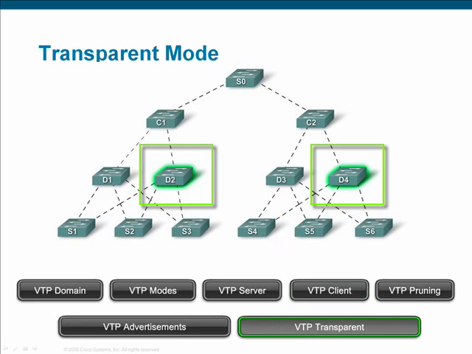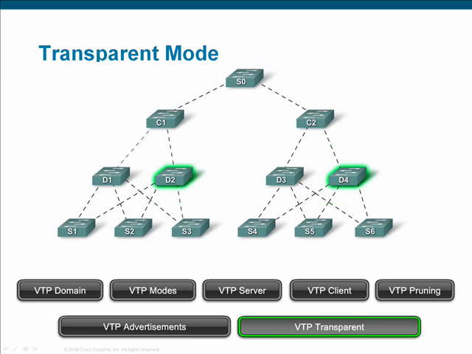Switches operating in transparent mode are neither clients nor servers. They merely forward VTP advertisements from client and server switches. Any VLANs that are created, deleted, or renamed on a transparent mode switch stay local to that switch.